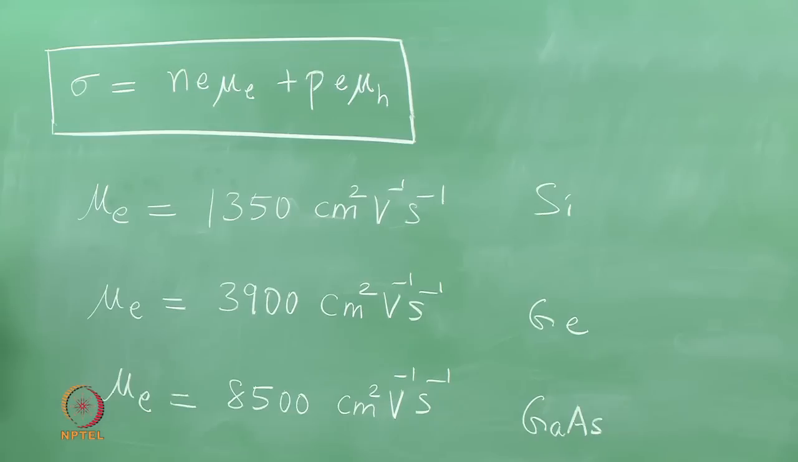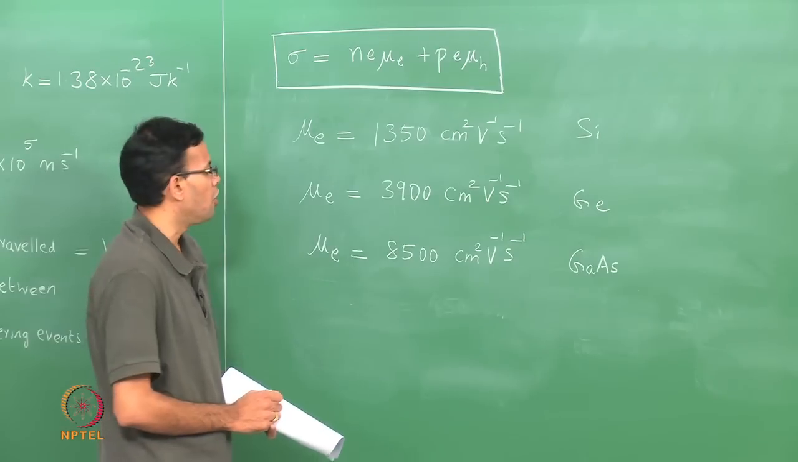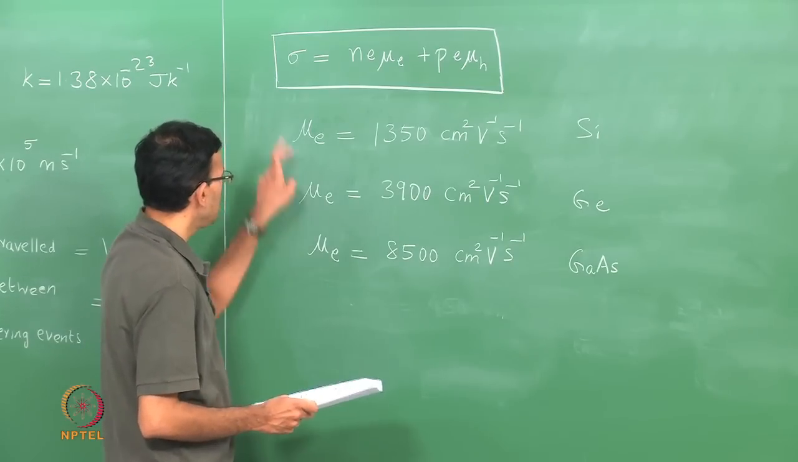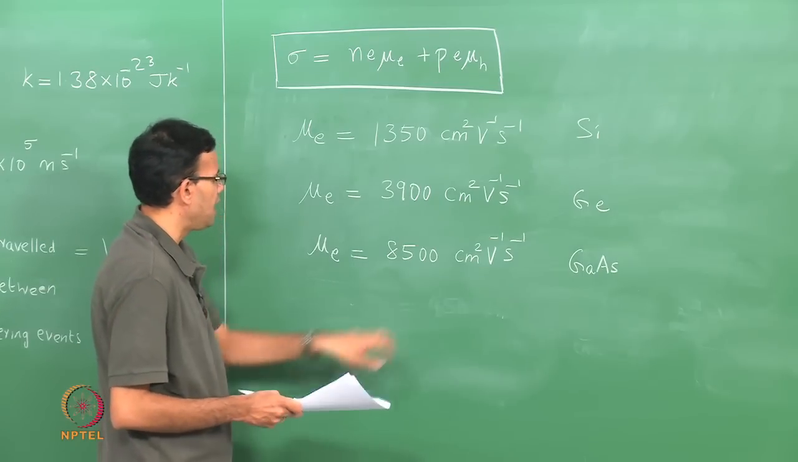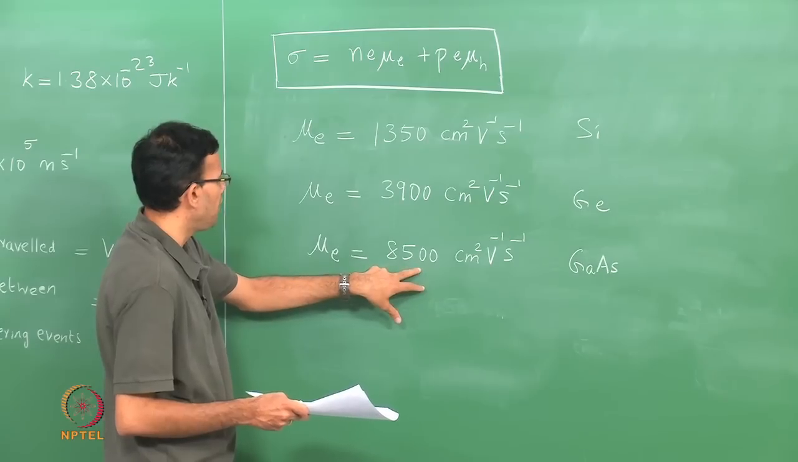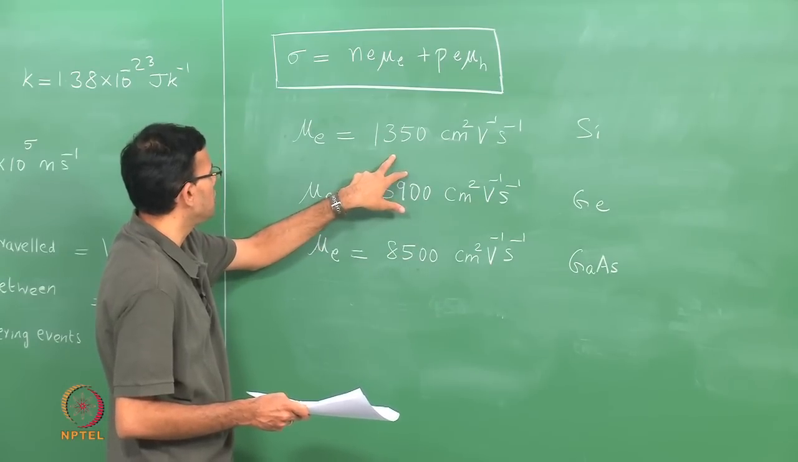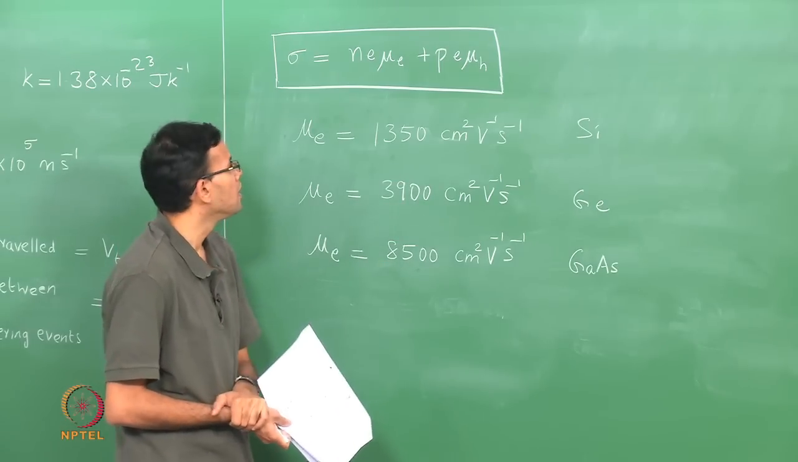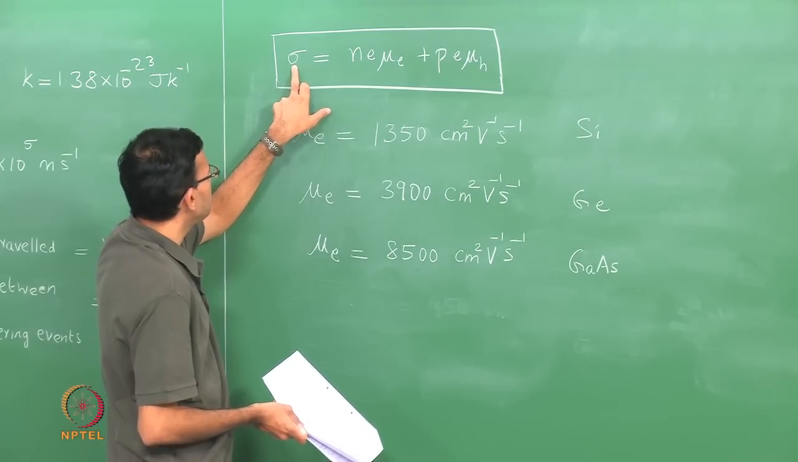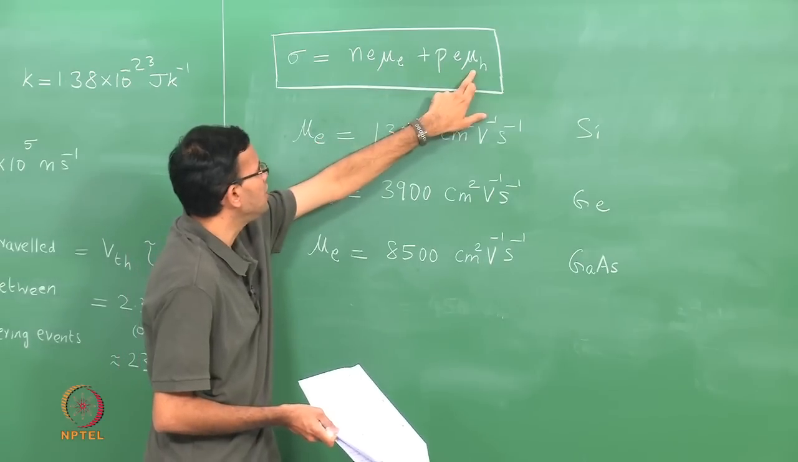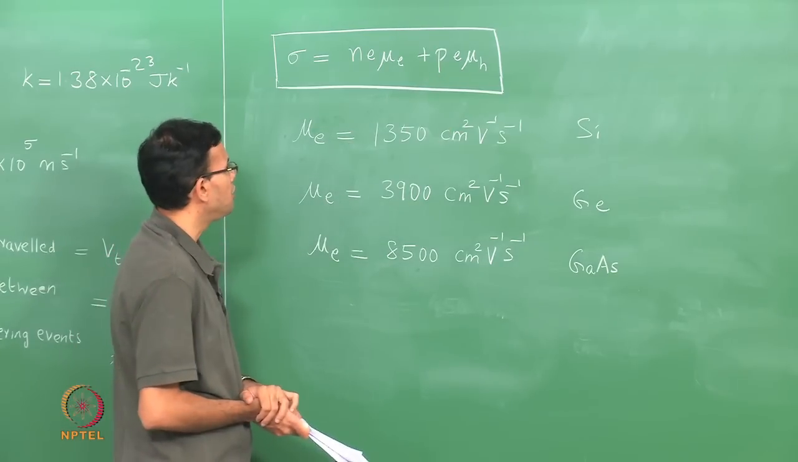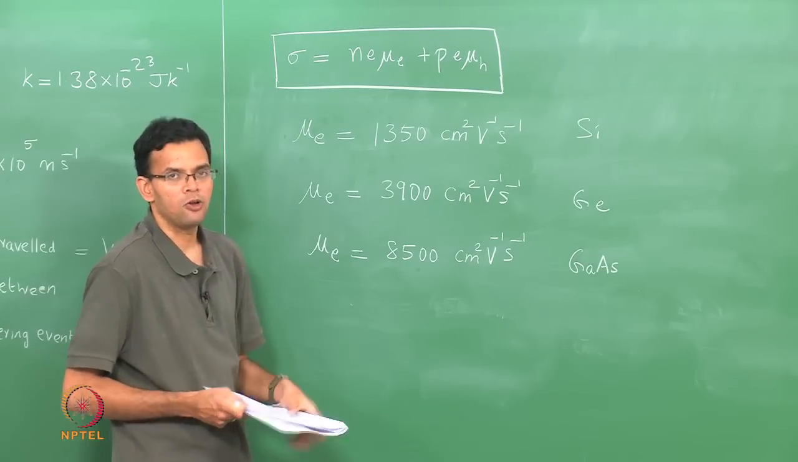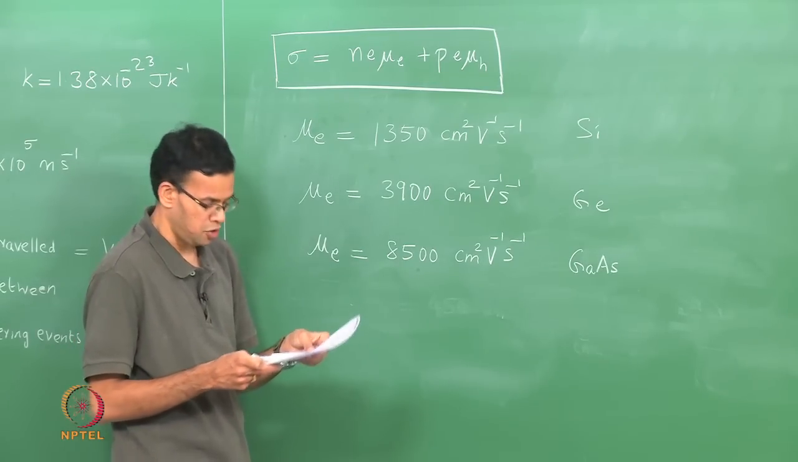So, if you want to improve the conductivity of a material, and you are asked to choose materials in order to have higher conductivity, just based upon the mobility values, the choice would be gallium arsenide, because it has the highest value, 8500, which is nearly 6 or 7 times higher than that of silicon. But if you look at the expression for sigma, it not only depends upon the mobility, it also depends upon the concentration of electrons and holes. So, the next thing we will do is to calculate the electron and hole concentration as a function of temperature.